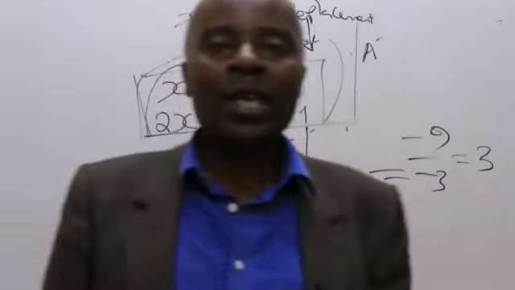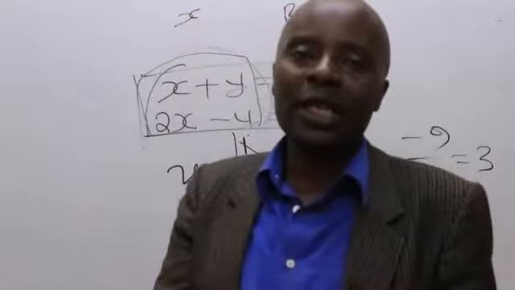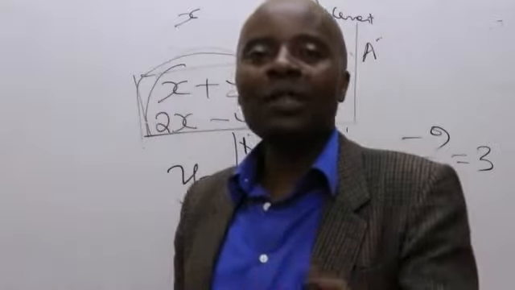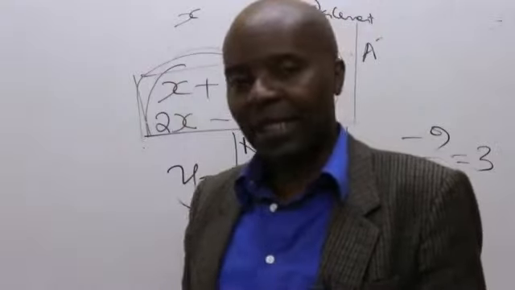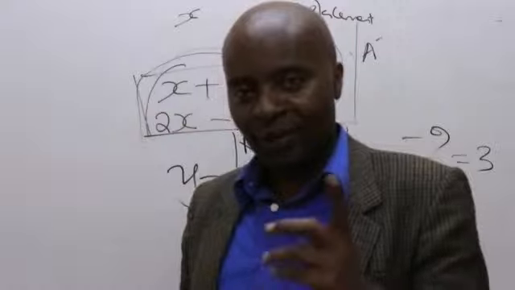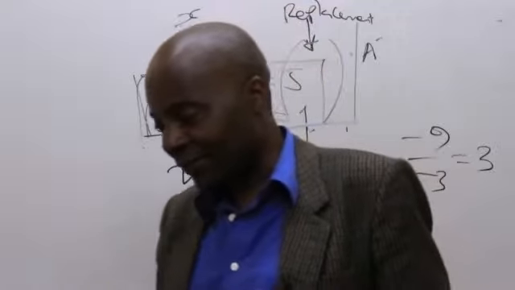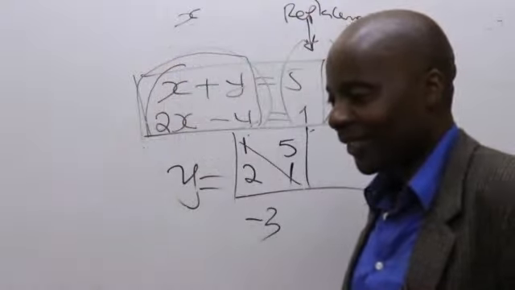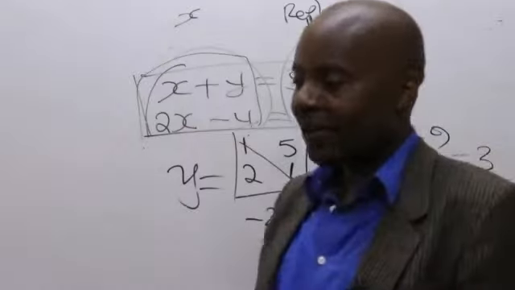Now, between the inversion method of getting simultaneous values, x and y, and Cramer's rule, which method do you think is better? Is it Cramer's or inversion method? Cramer's is easier, yes. Cramer's is easier.